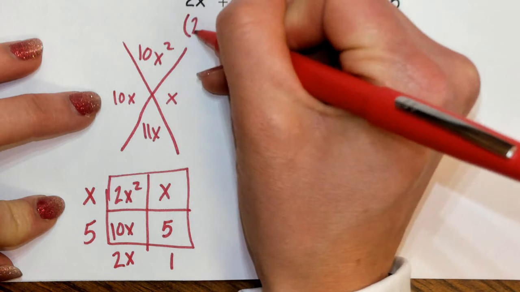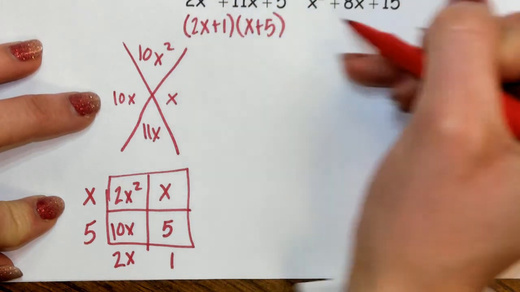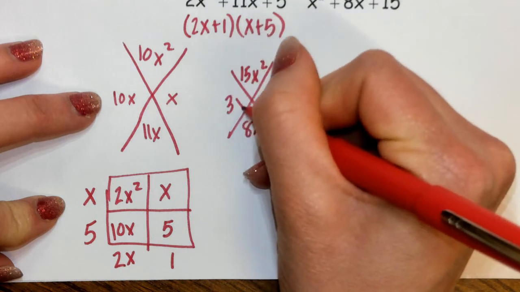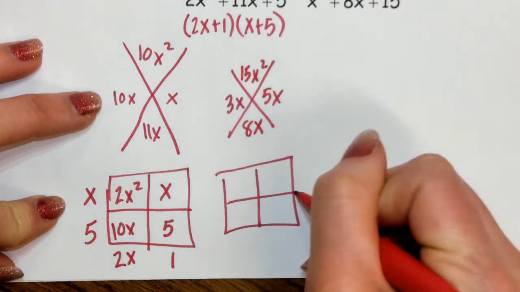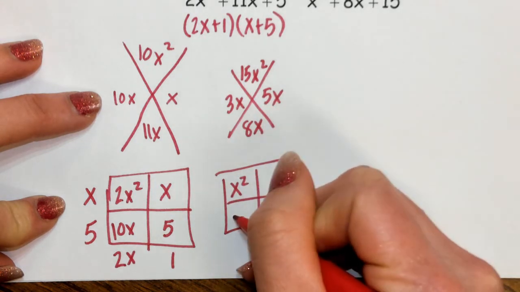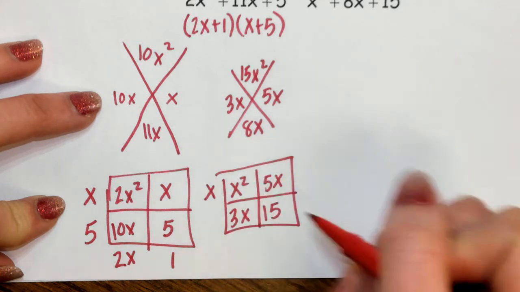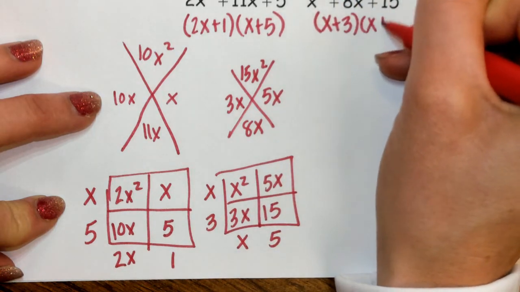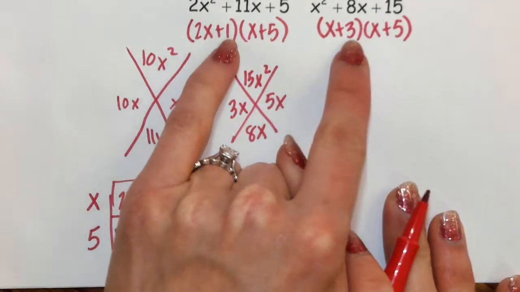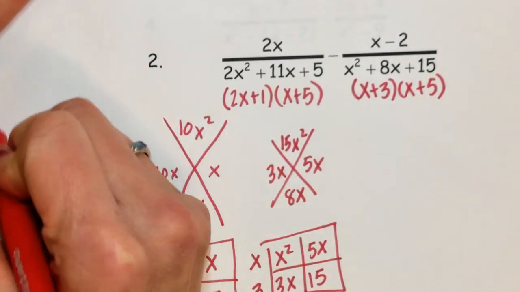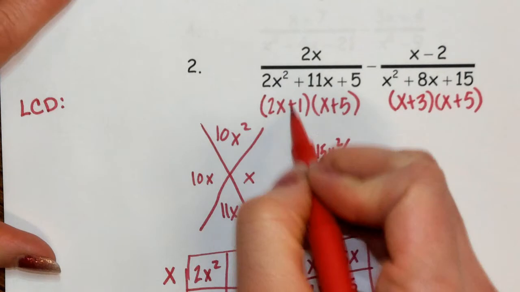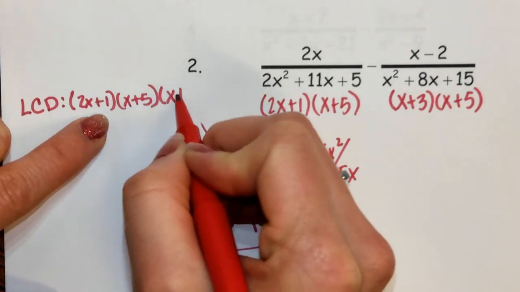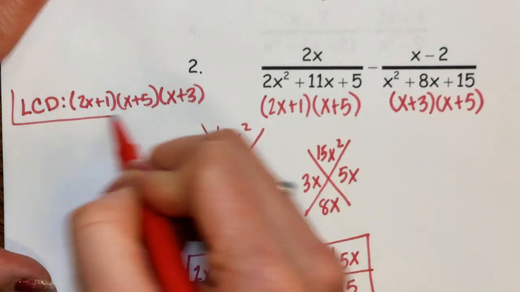Okay, so now this is 2x plus 1, x plus 5. I'm going to do the same thing over here. 15x squared and 8x. So it's 3x and 5x. So we get out an x, we get out a 3, x and 5. So now I have both of them factored. Okay, so my LCD I go over here and I write down 2x plus 1, x plus 5. I don't have an x plus 3, but I have an x plus 5. So this is my LCD.